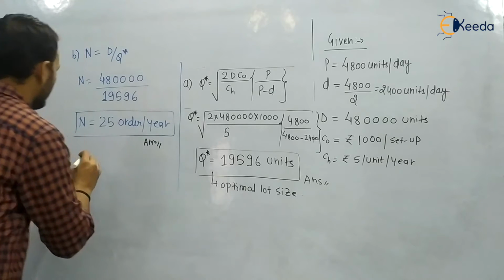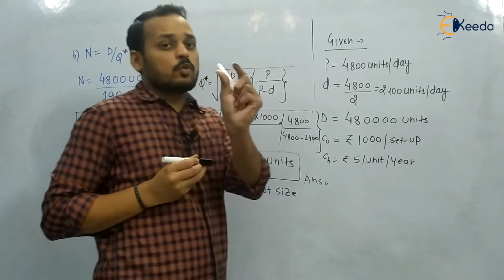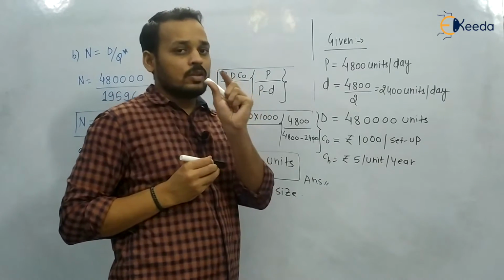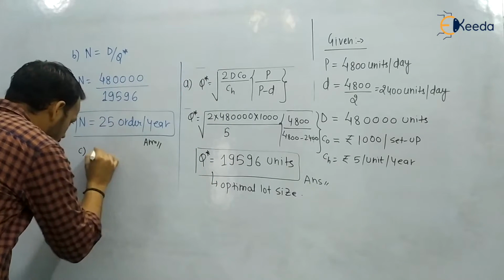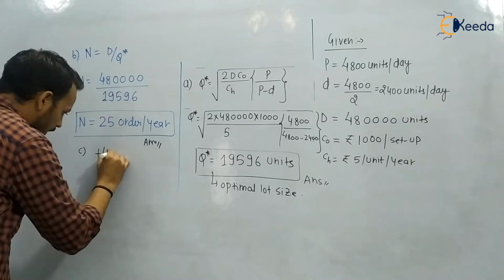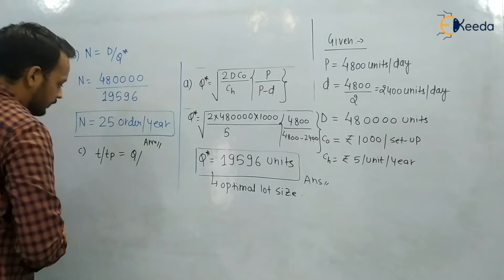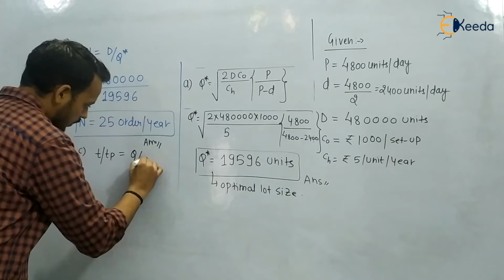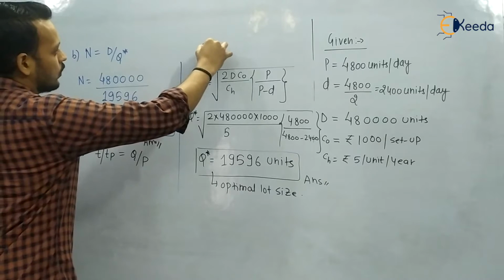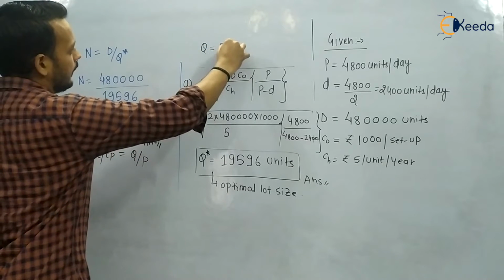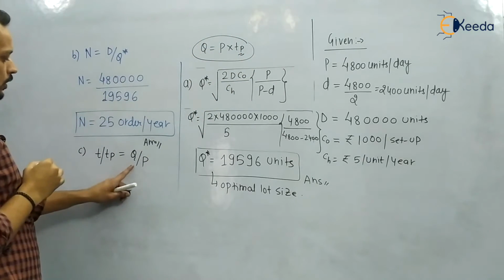Now the third part, now the C part, they are asking what is the length of each production run. So small t is used to represent the length of each production run, or it is also known as TP. So this is equal to Q upon P. Okay, from the graph, we can write Q equals P into TP. So we can find TP equals Q upon P.